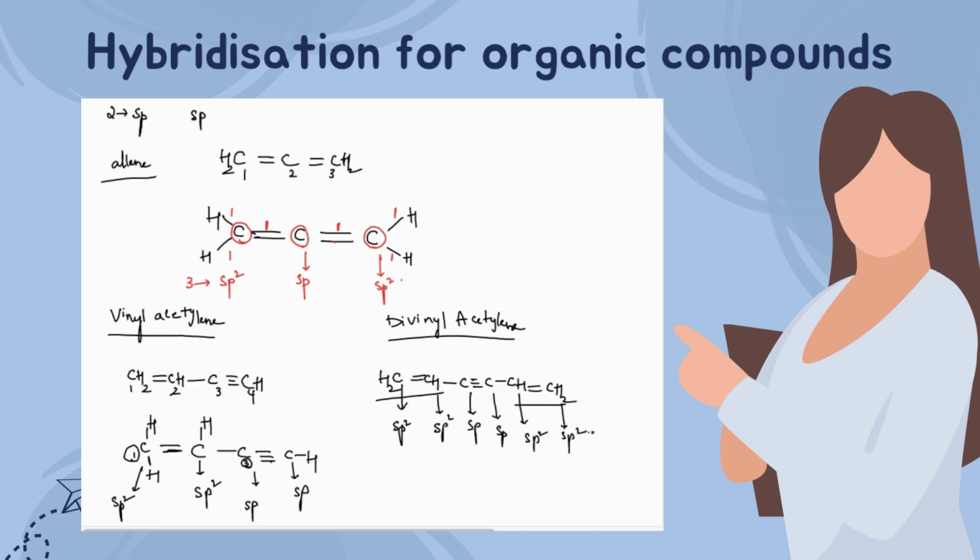So this way, in any given molecule, you can find out how many carbon atoms are having sp hybridization, how many carbon atoms are having sp2, and how many carbon atoms are having sp3 hybridization in a given organic compound. So this is a simple method to find out the hybridization for organic compounds.